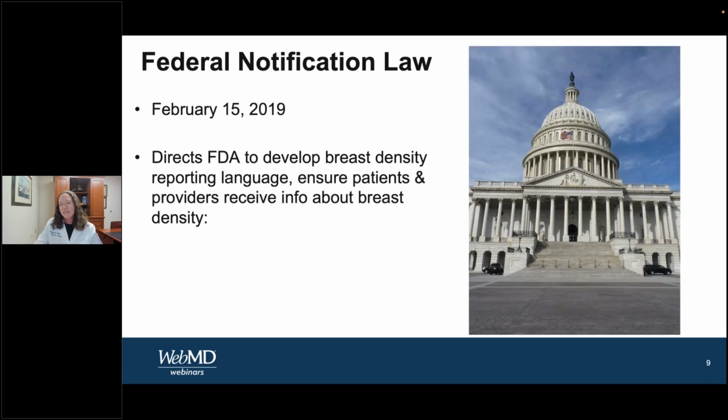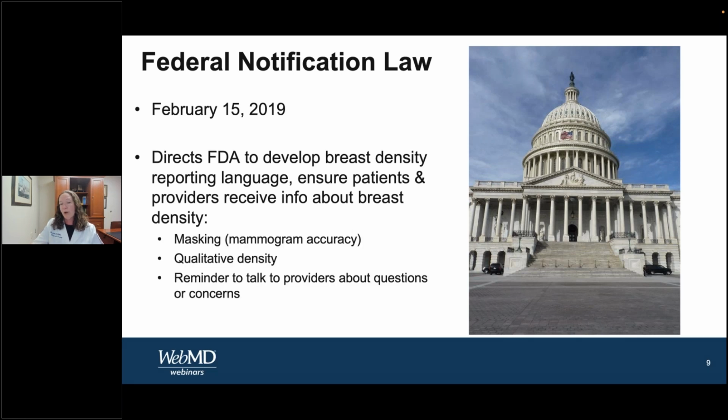There's also a federal dense breast notification law that was signed in 2019, and that law directed the FDA to develop breast density reporting language and ensure that patients and providers would receive information about their breast density, including information about masking, which again decreases the accuracy of the mammogram, and about their qualitative breast density, which are those 4 categories that I mentioned. And then a reminder for people to talk to their providers, meaning their doctors or their non-physician providers, about any questions or concerns they have about their breast density.